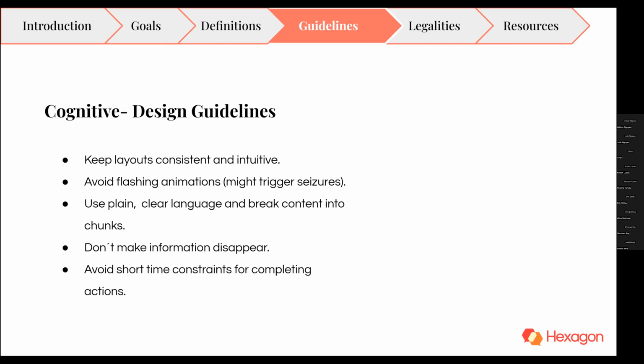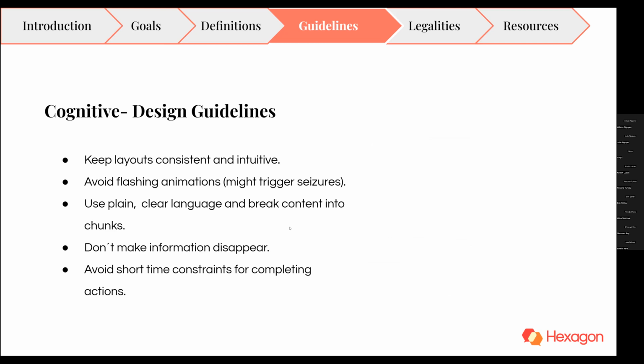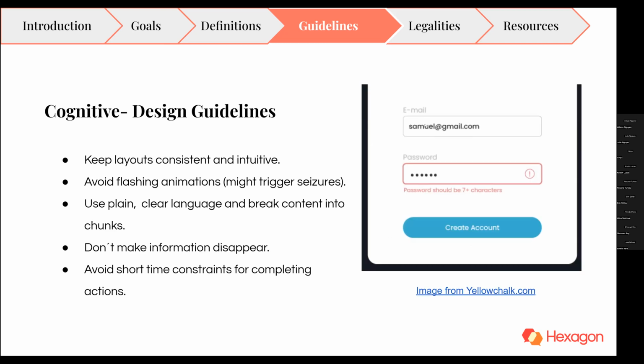Break content into chunks. This is an example of Shopify. Amazon also does that. If I have to make them do a bunch of steps, why not do a progressive disclosure? We first show the contact information, and then we show the delivery method instead of just throwing all the information at the user. Very important, don't make information disappear. This happens a lot when we're designing forms. Sometimes we write text inside the form, and when the user starts writing, the text disappears. Let's just move it outside and not make it disappear.